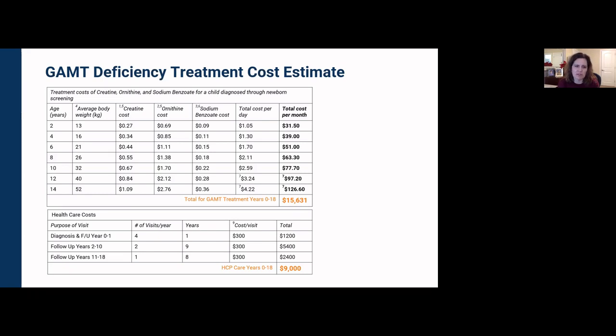The second part of this is just your routine visits of going in and seeing Dr. Longo or whoever your specialist is. And that's totaled for the first 18 years of life at $9,000. And of course, that's all assuming you don't get any coverage from your insurance, which usually families do. So next slide, please.